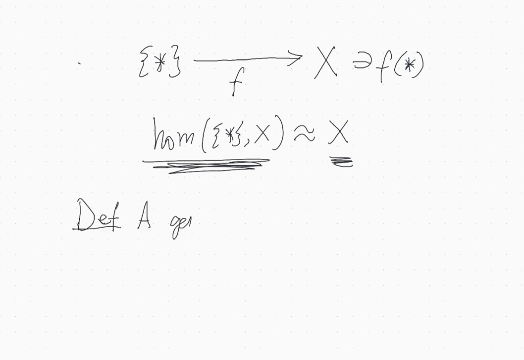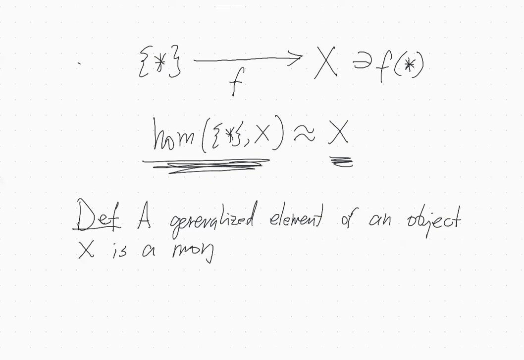A generalized element of an object X is a morphism F from C to X, where C is some fixed object.